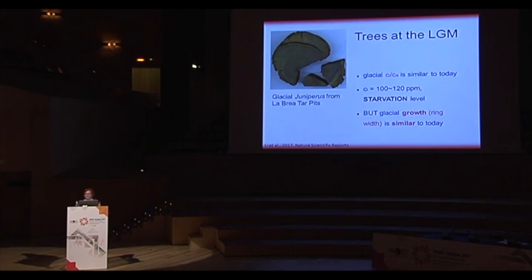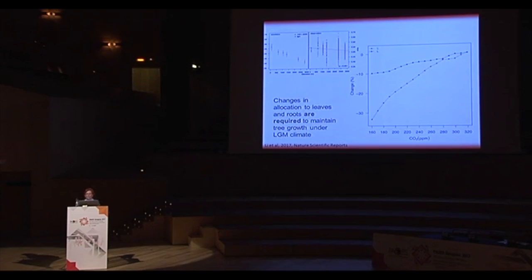Not to belabor the CO2 thing too much, but I want to say we've applied the model to look at trees at the last glacial maximum. The last glacial maximum is very difficult for trees because the CO2 was very much lower. That meant, and isotopic information shows us that the glacial Ci/Ca ratio was the same as today, i.e. the internal concentration of CO2 was much lower, and that means that the trees were at virtually starvation level. But we know that glacial growth ring width was similar to today at this site from La Brea. And the reason that that's the case is because the trees were allocating less below ground.